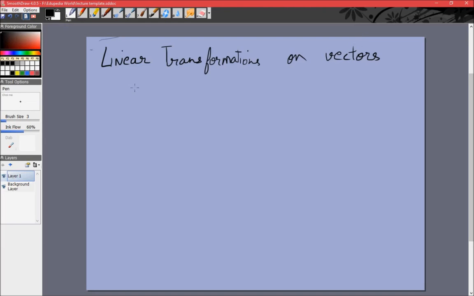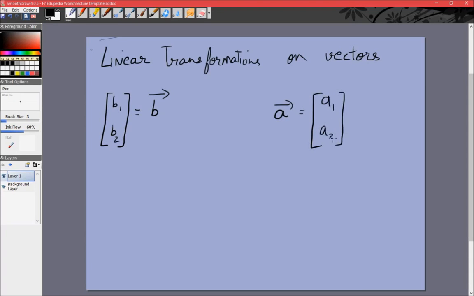Right, and I told you we represent matrices by a letter with an arrow overhead. So let's say this is a column vector. Obviously it is a matrix as well, but let's say it's a 2 cross 1 vector with entries b1 and b2. Let's say there's another vector a with entries, you guessed it, a1 and a2.